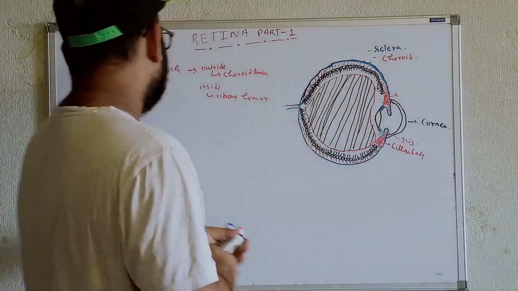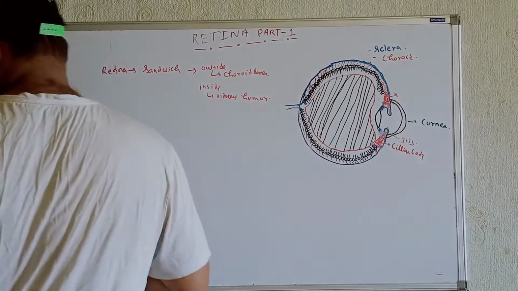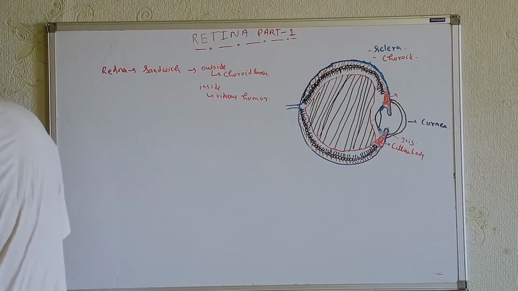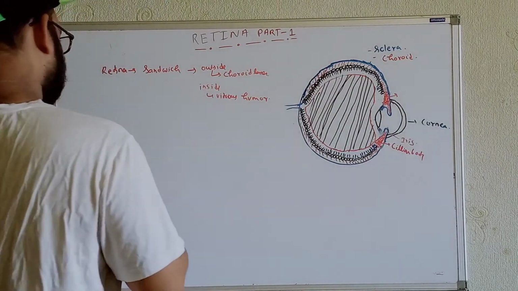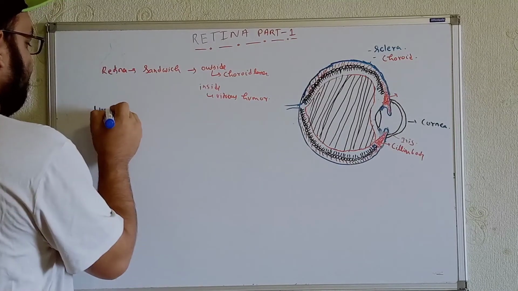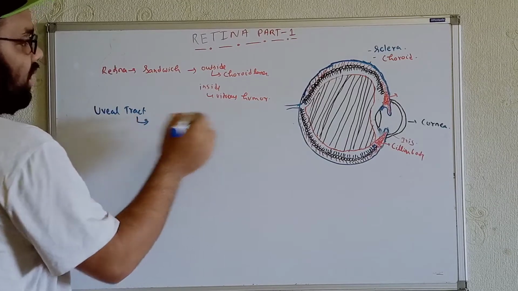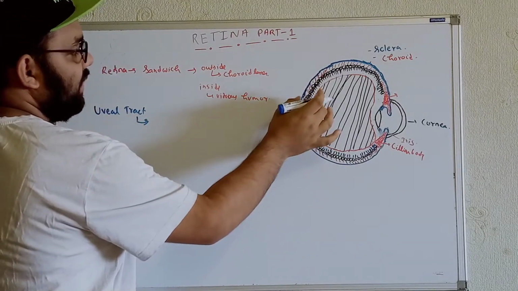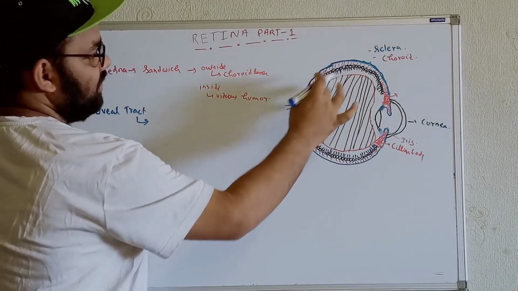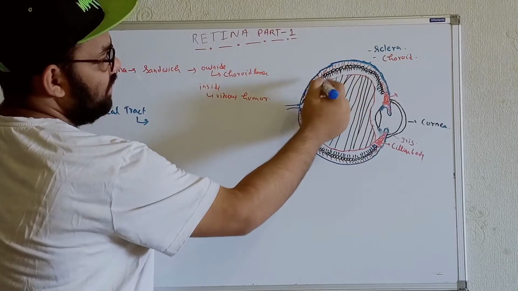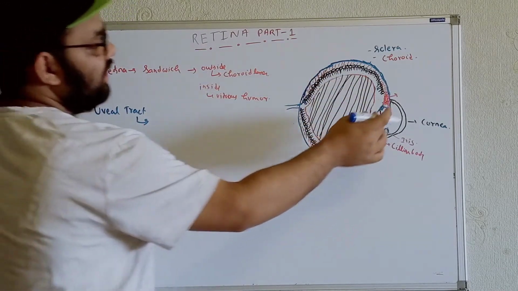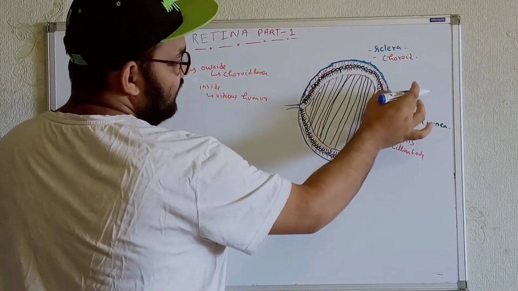So what is the uveal tract? Okay, let me show you a different one. If you write uveal tract, so the uveal tract is nothing but, try to understand from here. We'll get the posterior part of the choroid, and then in the anterior part, what will we get? We'll get the ciliary body, we'll get the iris.